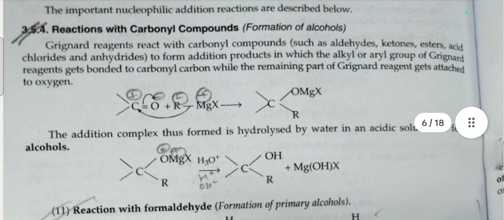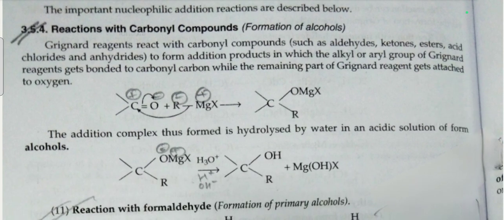First, reaction with carbonyl compound. Grignard reagents react with carbonyl compounds such as aldehydes, ketones, esters, acid chlorides, and anhydrides to form addition products in which the alkyl or aryl group of Grignard reagents gets bonded to carbonyl carbon, while the remaining part of the Grignard reagent gets attached to the oxygen. The addition complex thus formed is hydrolyzed by water in an acidic solution to form alcohols.